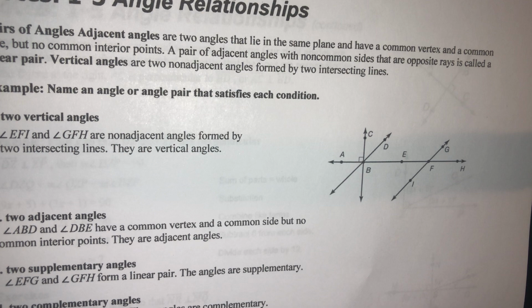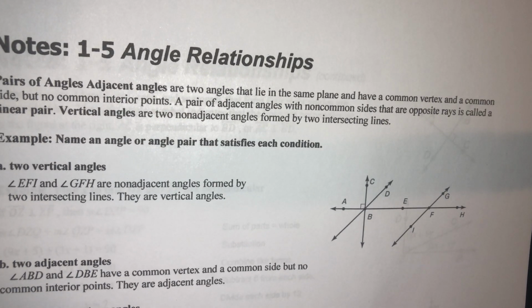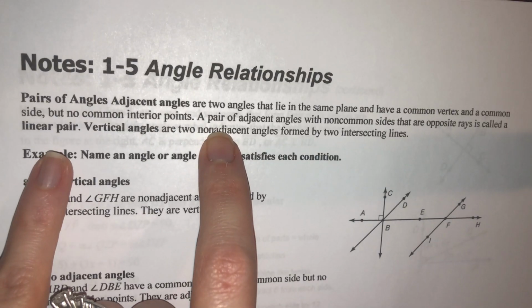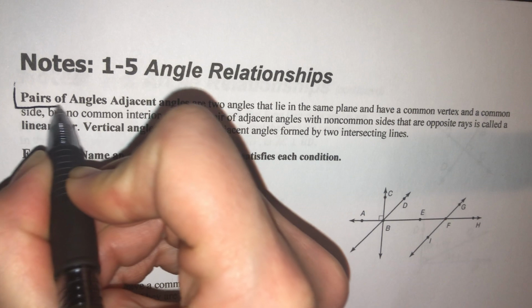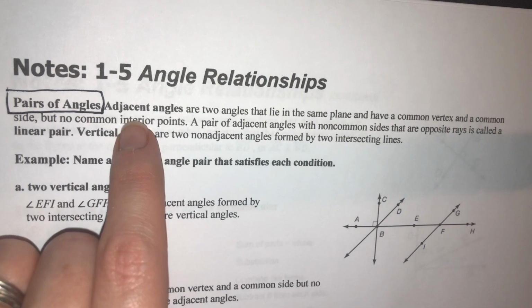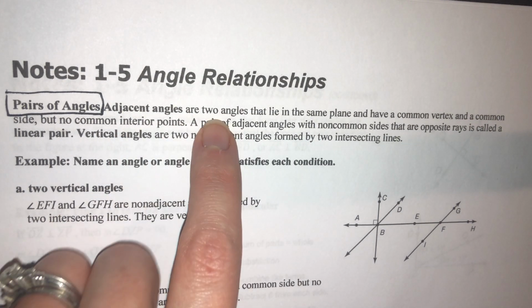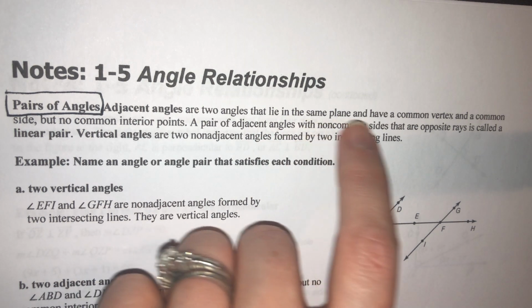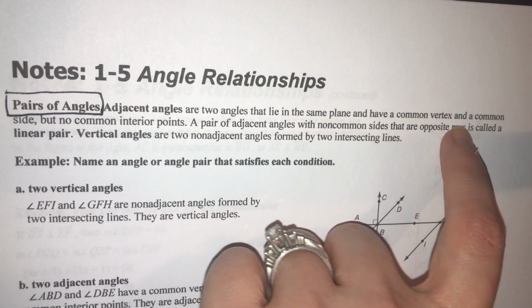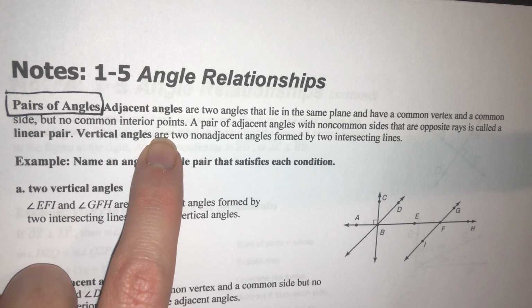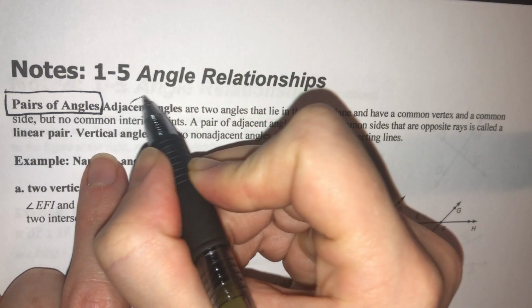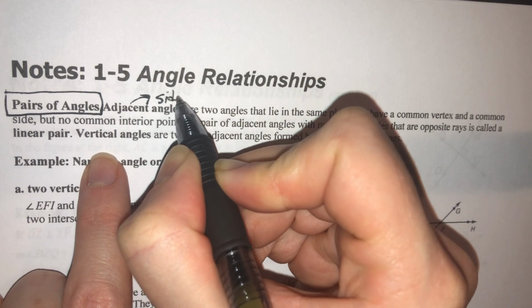Okay, now we are going to move on and look at some angle relationships. We have some important vocabulary here to look at. Pairs of angles is the name of the game here, pairs of angles. So adjacent angles are two angles that lie in the same plane and have a common vertex and a common side, but no common interior points. So adjacent angles means angles that are side by side.